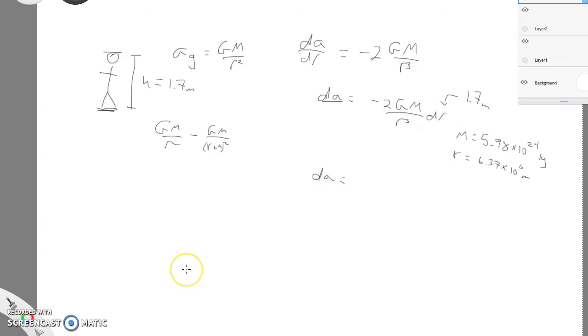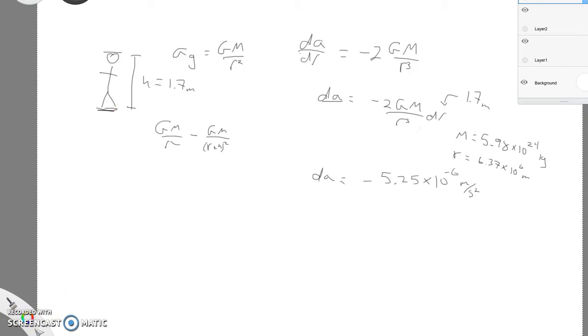Punch in those values. I get a change of about negative 5.25 times 10 to the negative 6 meters per second squared. What that means is that a person standing on Earth experiences this much less acceleration from gravity at their head than they do at their feet.